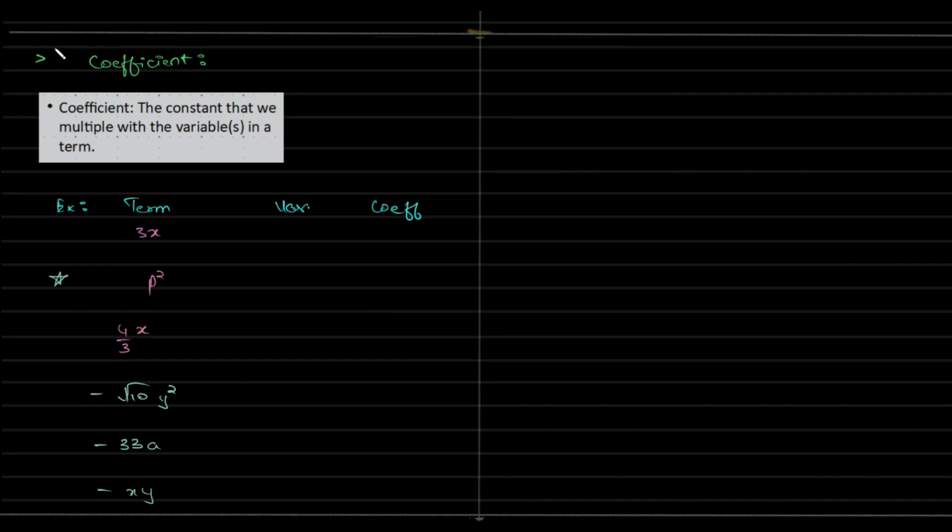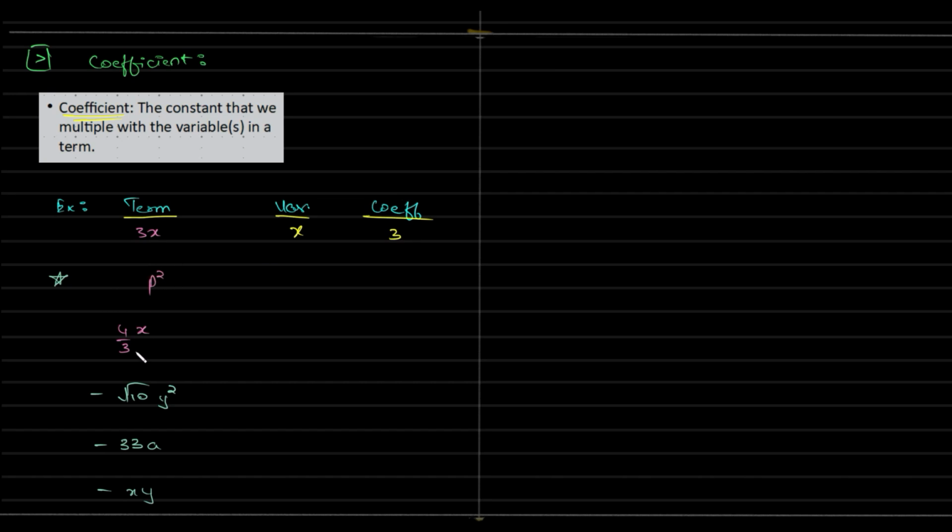Okay, in a term we have to understand the word coefficient. So what is a coefficient? A coefficient is a constant that we multiply with a variable or variables in a term. So here I have a term 3x. Let's identify the variable and the coefficient over here. What is the term? 3x. What is the variable? x. And the number which is getting multiplied with x will be the coefficient. In this case, it's 3.